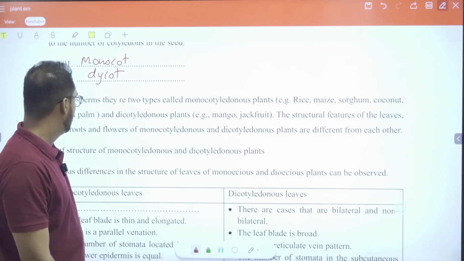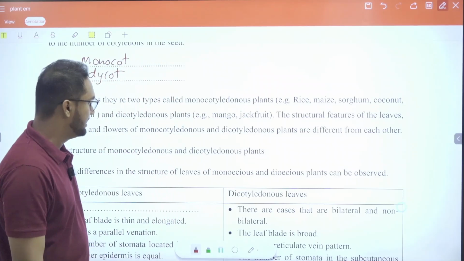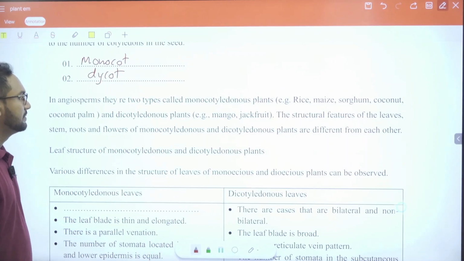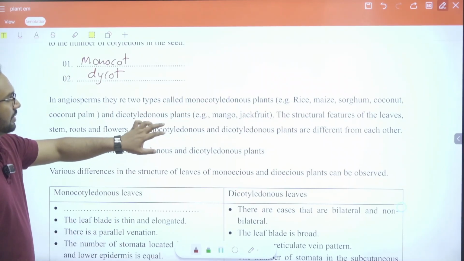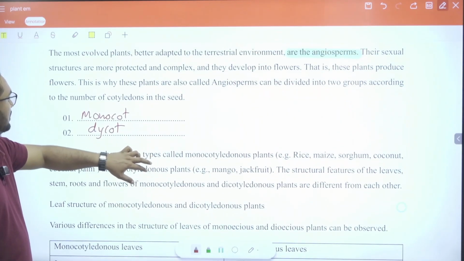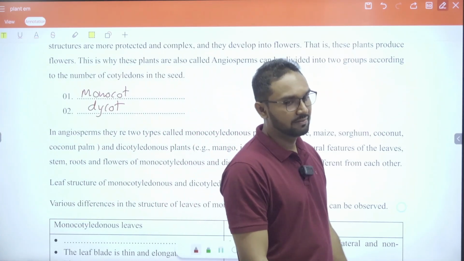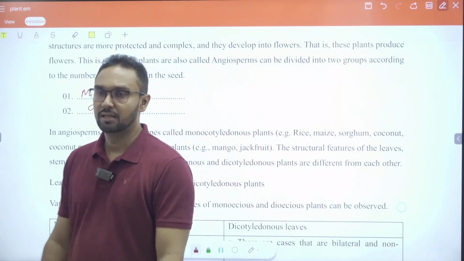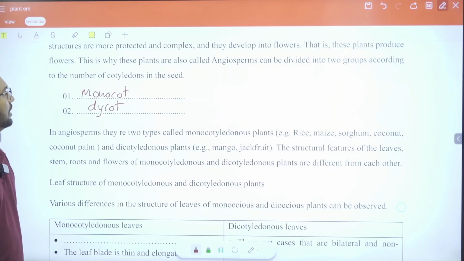The structural features of the leaves, stem, roots and flowers of monocotyledonous and dicotyledonous plants are different from each other, right. So, monocots means there is only one cotyledon, or one leaf, in the seed when it becomes the plant, and in the dicotyledonous it has two cotyledons, and they evolve back into the complete plant, right.